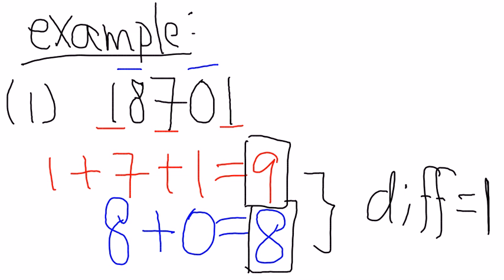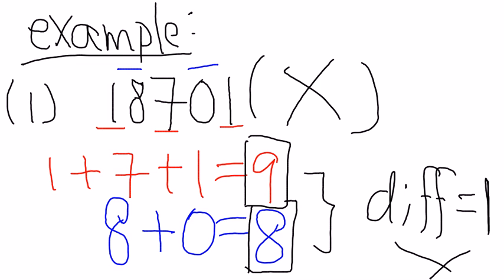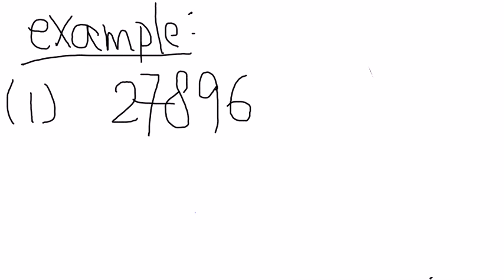It basically means that this given number 18,701 is not a multiple of 11 also. So now we can go to the next example. The second example is 27,896, and just follow the same way I did for the first example here.